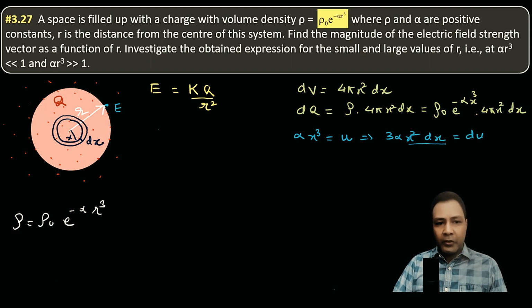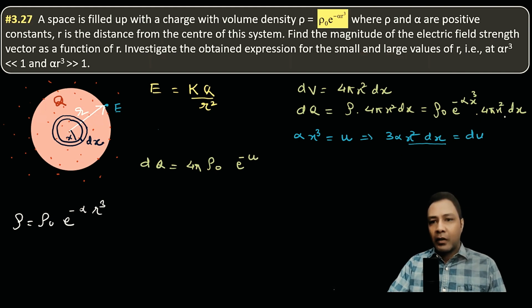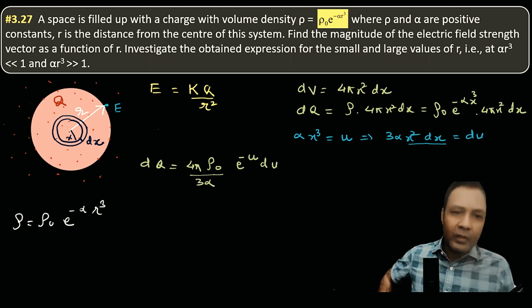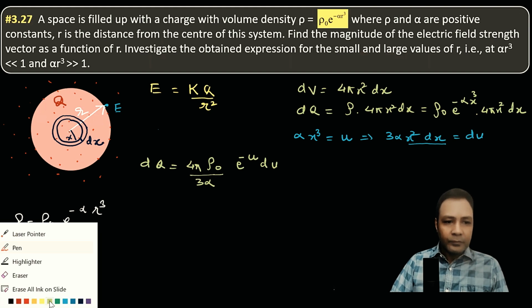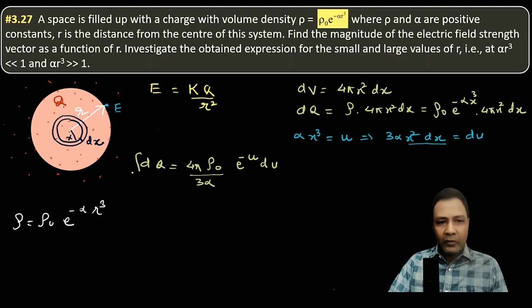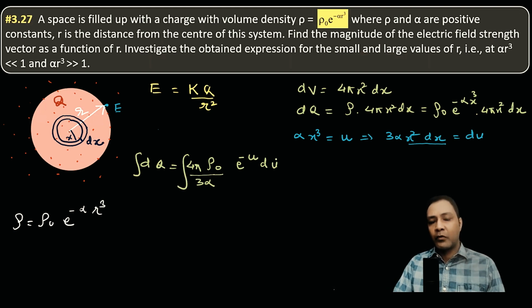Coming back to that dq, this dq will now become 4 pi rho naught, which I have taken here. e power minus alpha x cube will become e power minus u. And x square dx is how much? du divided by 3 alpha. So this is what I've got. And then to integrate this, I am not putting the limit right now, just because I have to change the limit from u to r again.